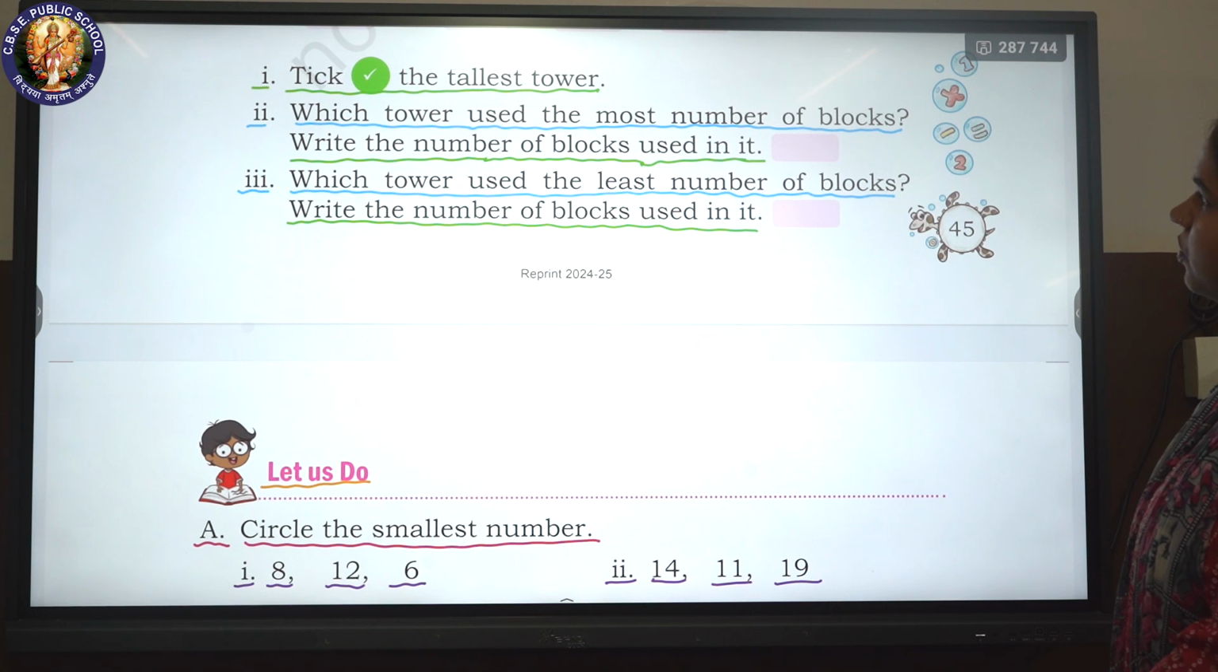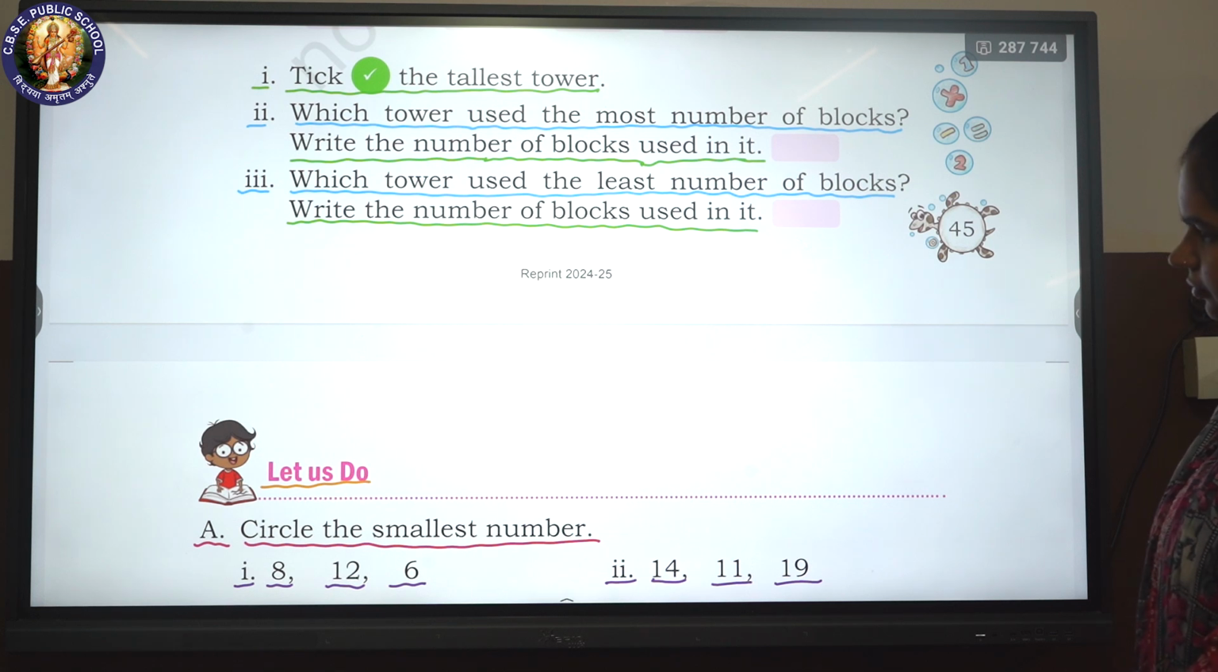2. Which tower used the most number of blocks? Write the number of blocks used in it. 3. Which tower used the least number of blocks? Write the number of blocks used in it.